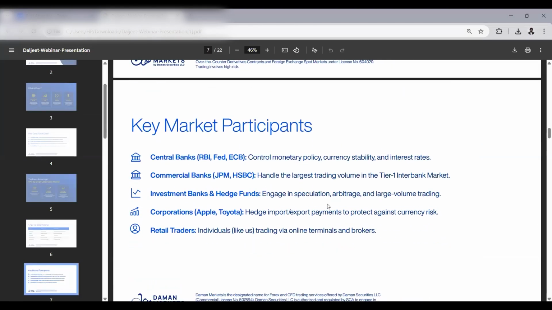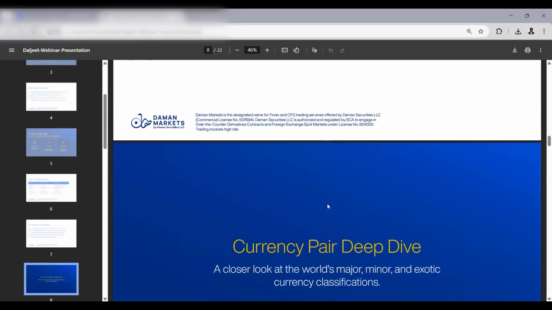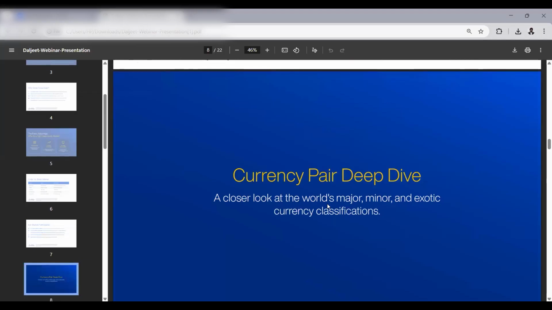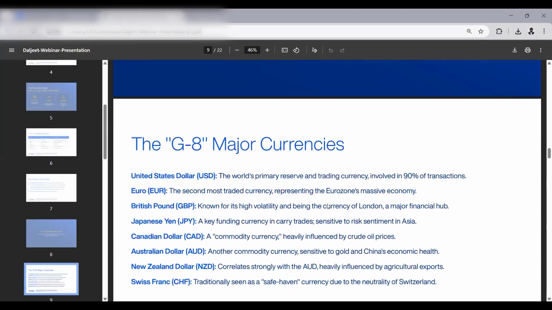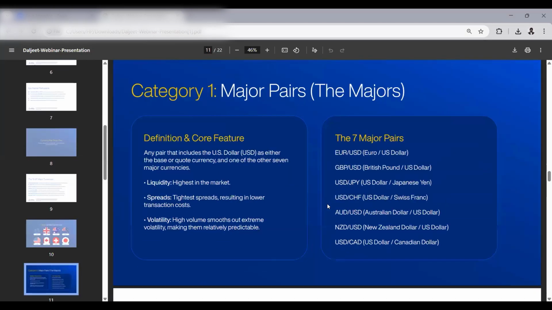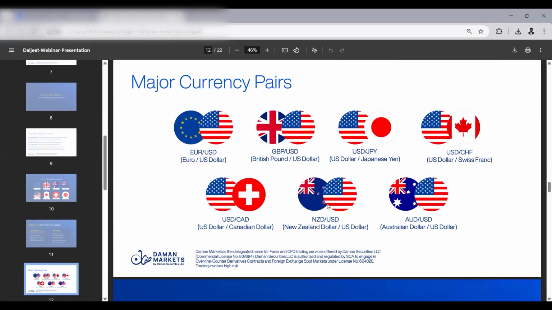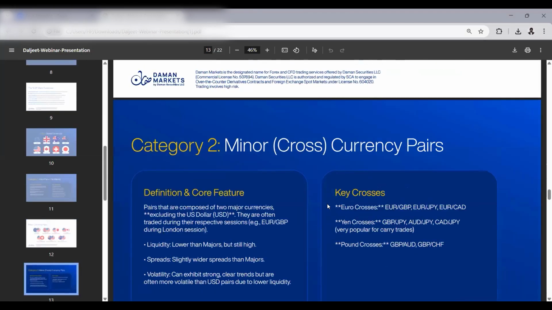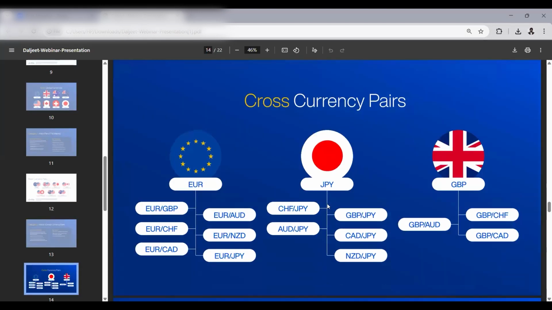That is going to be who the key participants are. That is what we learned. And then we went deep into the currency pairs. We learned what the 8 major currencies are, the basic 8 global currencies. We learned the major currency pairs. These are the major currency pairs. Then we learned the minor currencies or the cross currency pairs. These are basically the cross currency pairs.